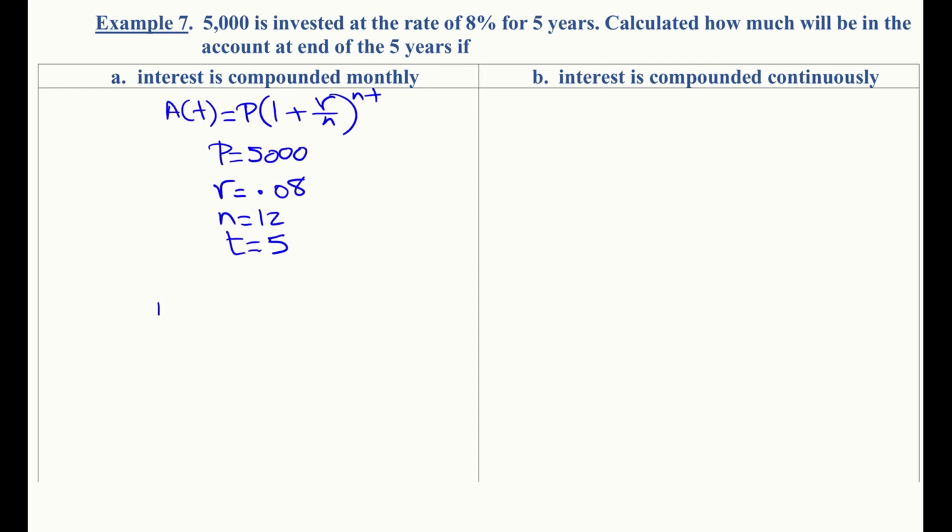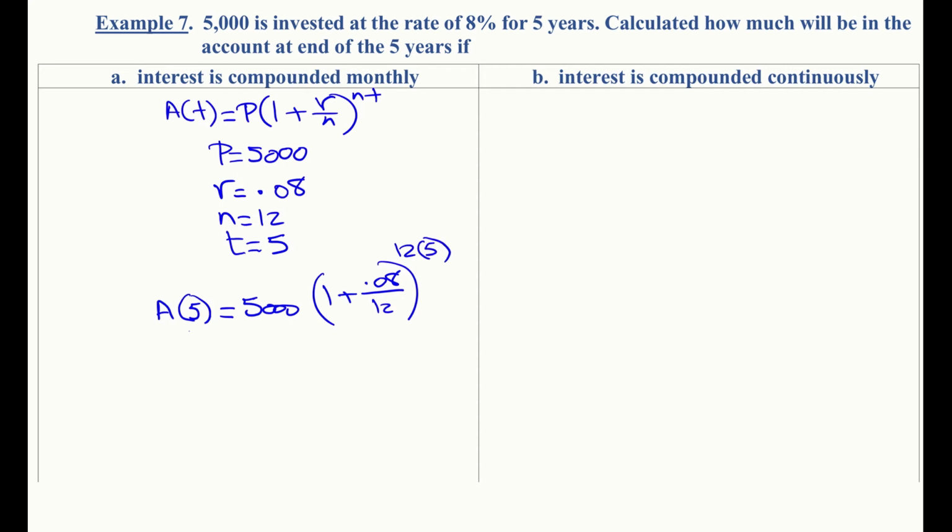So basically, we're looking for A of 5, that means the future value after 5 years. All right, so we end up with 5,000 times 1 plus r, which is 0.08, over n, which is 12, to the power of n, which is 12, times t, which is 5.